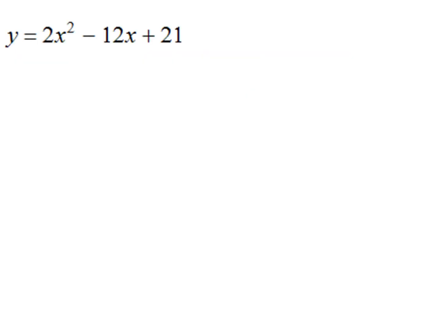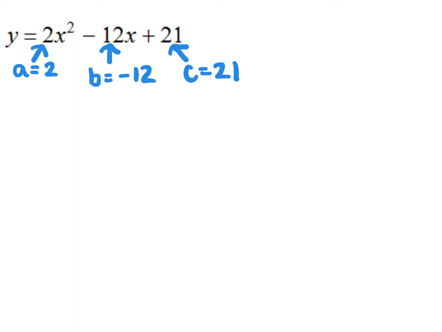So the first thing we need to do is identify the values of a, b, and c. Whatever's in front of the first one is a, so we could say a equals 2. In front of x is b, so b equals negative 12. And the last number is c, so c equals 21.